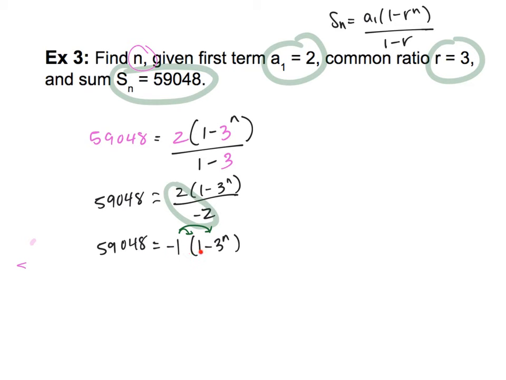-1 times +1 is going to give you -1. -1 times -3^n is going to give you +3^n. All it does is just flip the signs. And then this side here, 59048, bring that down. I'm going to add 1 to both sides. That's going to cancel, leaving me with just 3^n. And this side here, 59049, if you add 1 to both sides.